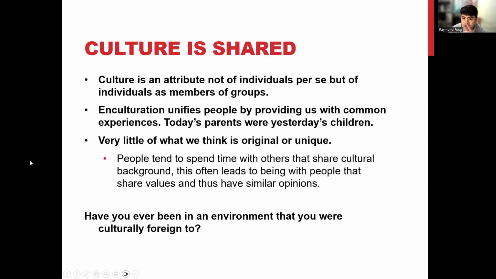Culture is an attribute not of individuals per se, but of individuals as members of groups. So this is kind of similar to what that original definition was, right? You need to be a part of society. Enculturation unifies people by providing us with common experiences. Today's parents are yesterday's children. Very little of what we think is original or unique. Okay, now let's hold it here.